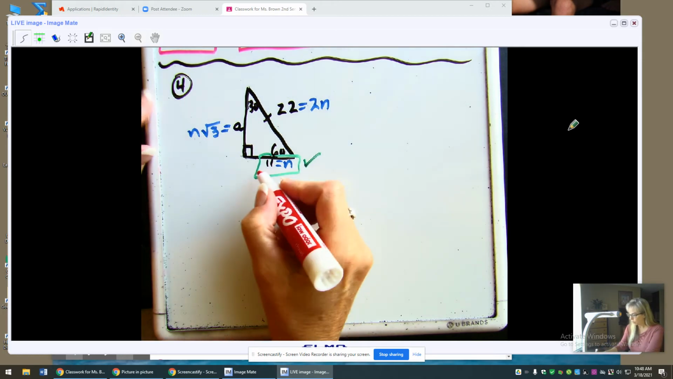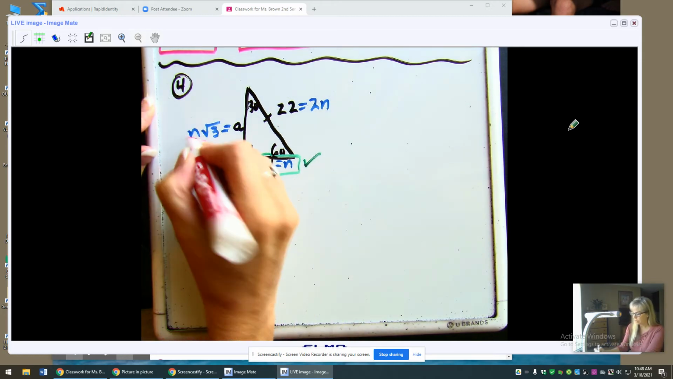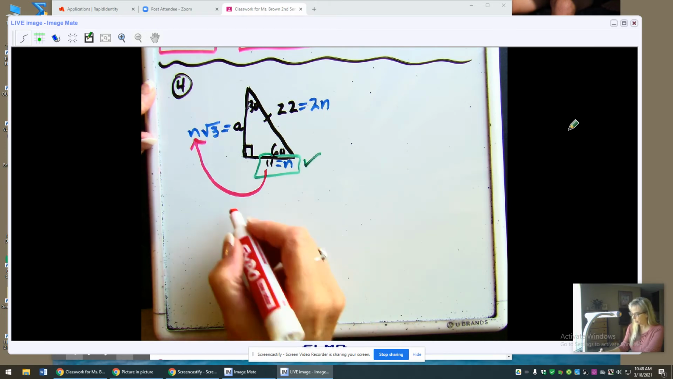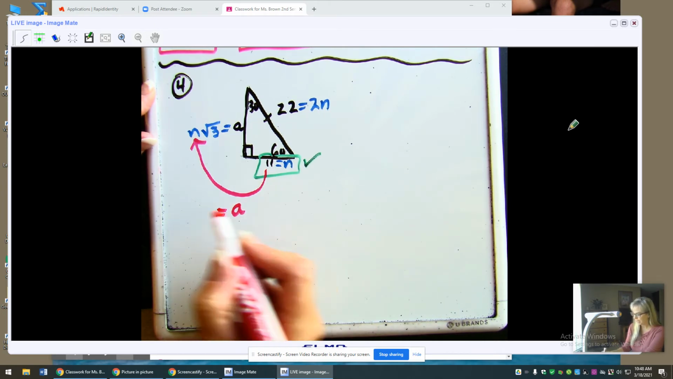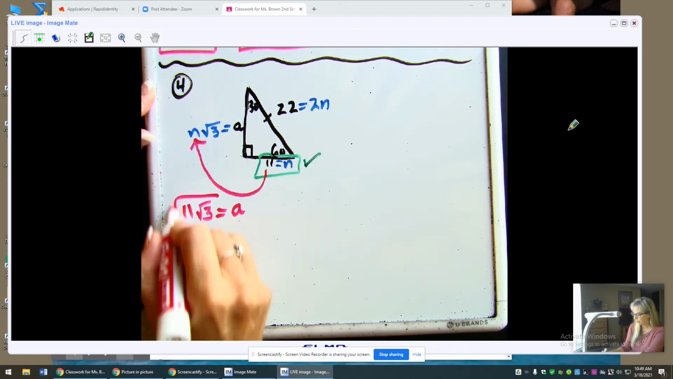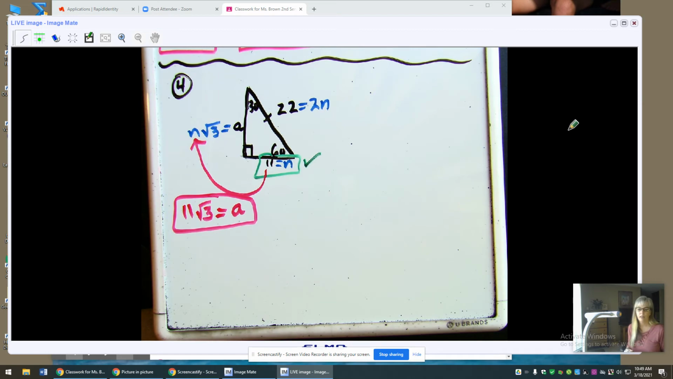Step 3, your notes tell us to plug in that n information, and we'll have the altitude. A equals n, which is 11, times the square root of 3. That's the altitude, the height of the triangle.